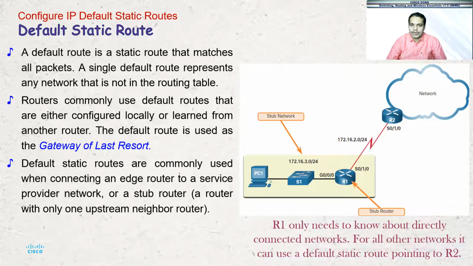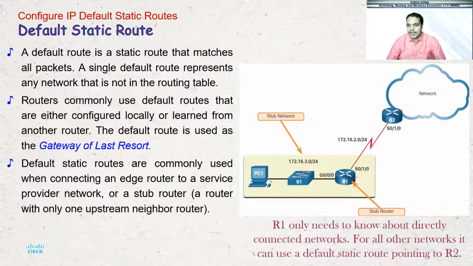Default static routes are commonly used when connecting an edge router to a service provider, or even a stub router. I spoke about stub routers in my earlier video. I told you that stub routers have only one upstream neighbor router. You can see here, R1 is a stub router because it has only one neighbor, which is R2. There is only one way to enter or go out of this network, so this network is called a stub network and this router is called a stub router.